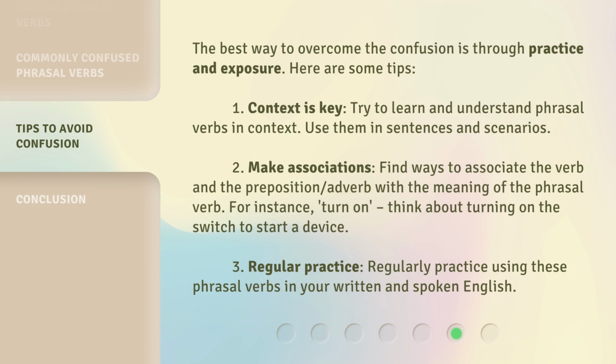Here are some tips. 1. Context is key. Try to learn and understand phrasal verbs in context. Use them in sentences and scenarios. 2. Make associations. Find ways to associate the verb and the preposition, adverb with the meaning of the phrasal verb. For instance, turn on, think about turning on the switch to start a device. 3. Regular practice. Regularly practice using these phrasal verbs in your written and spoken English.